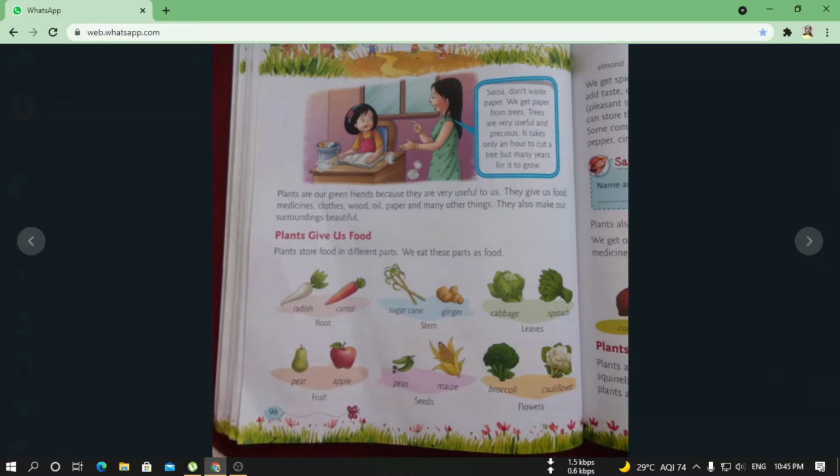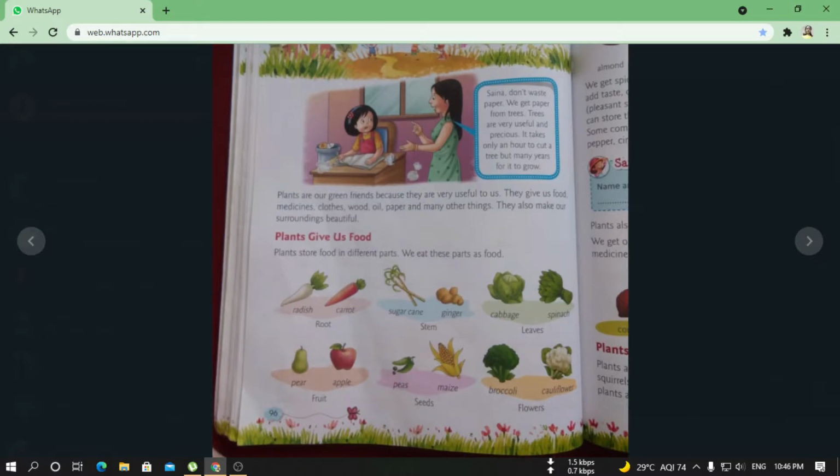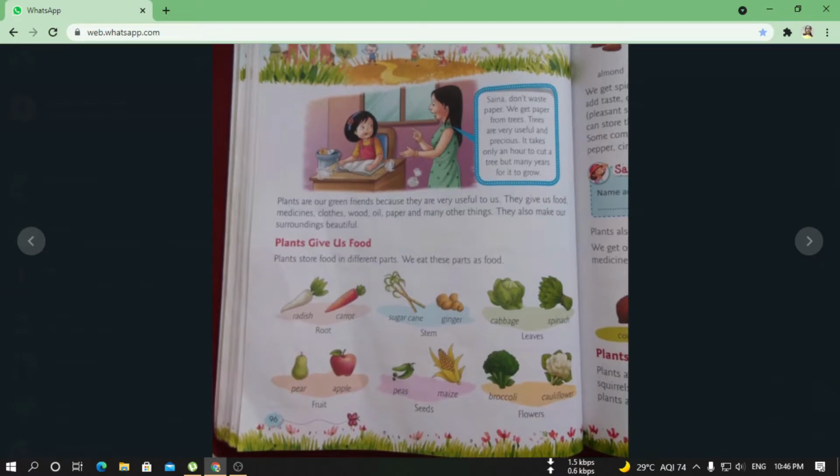For example, in the root part we eat radish and carrot. In the stem part we get sugarcane and ginger. In the leaves part we get cabbage and spinach. In seeds we get peas and maize. Like that, from flowers we get broccoli and cauliflower. So we get many things from plants as food.